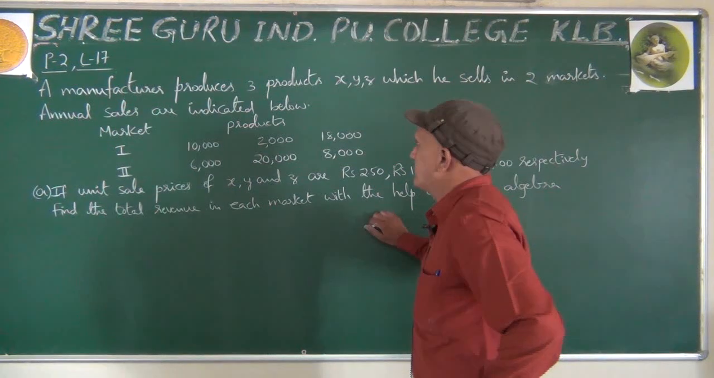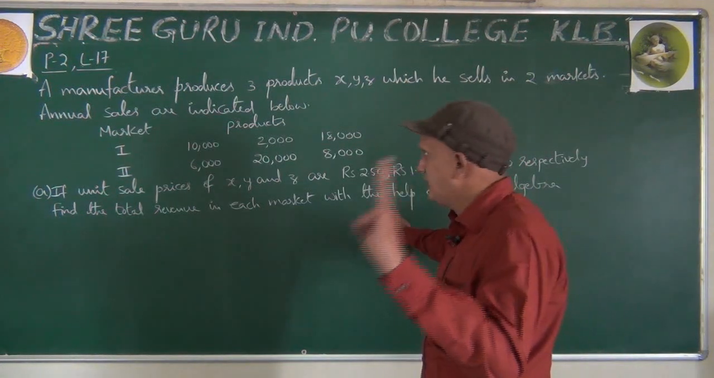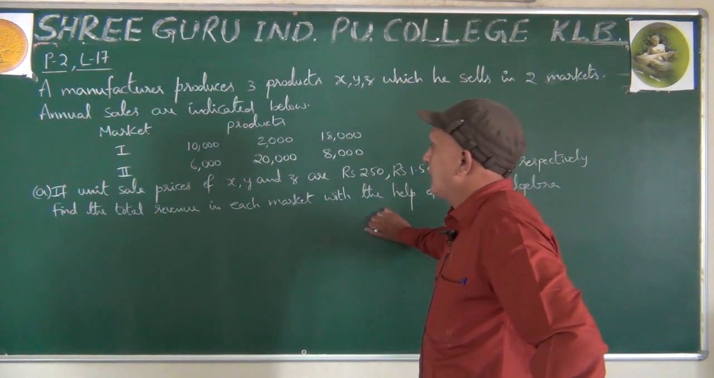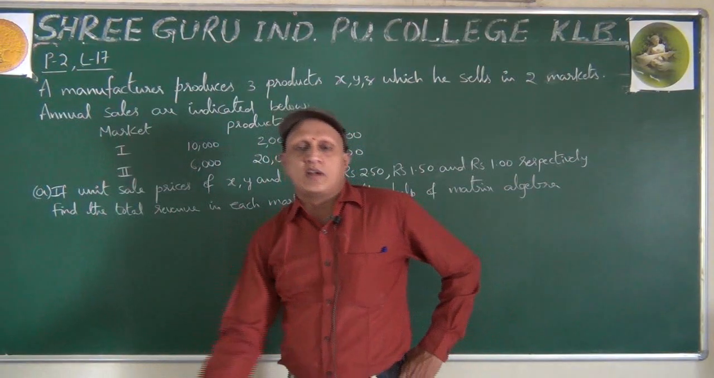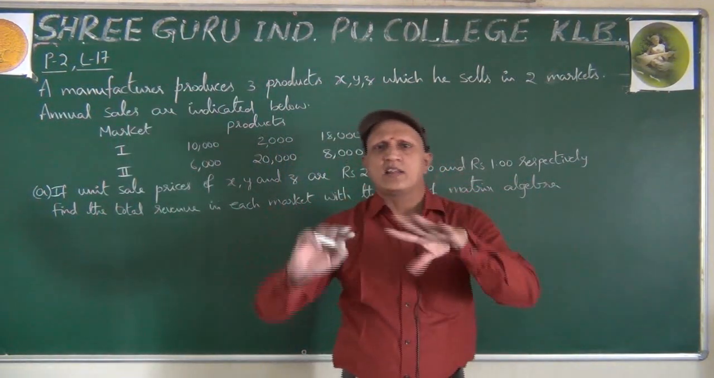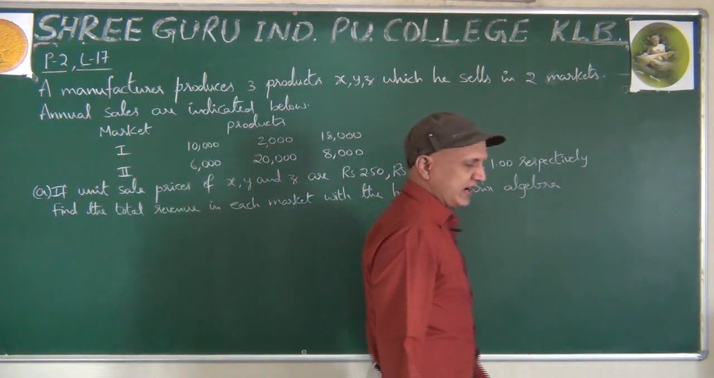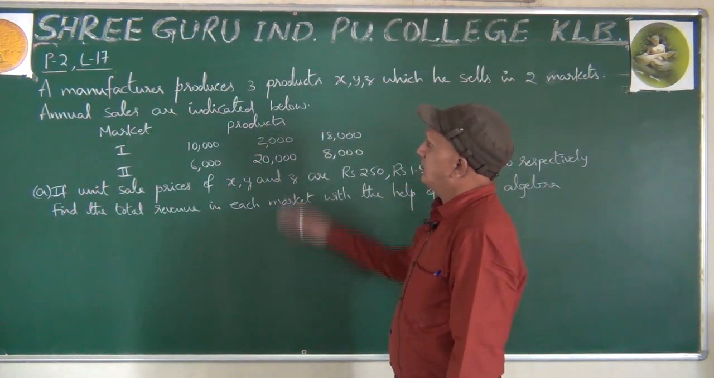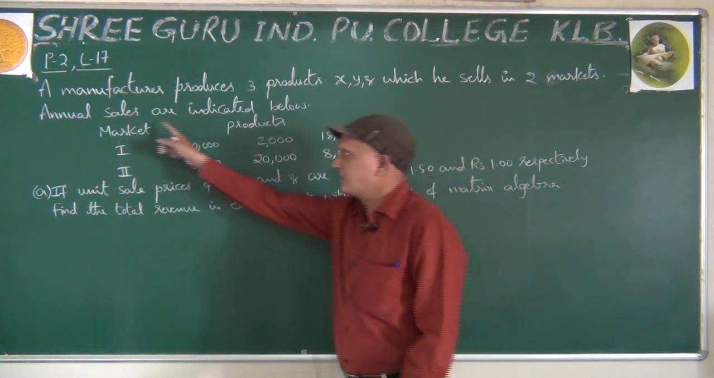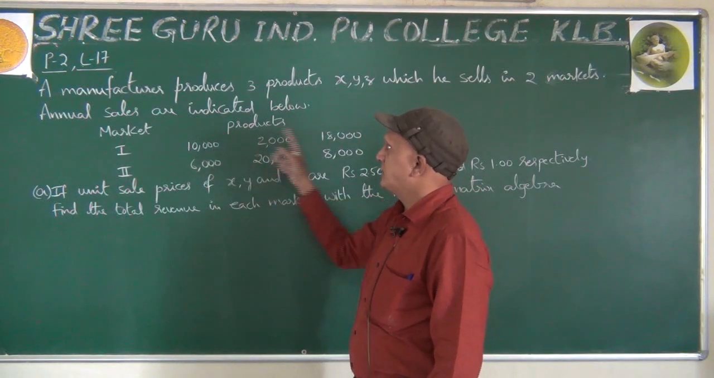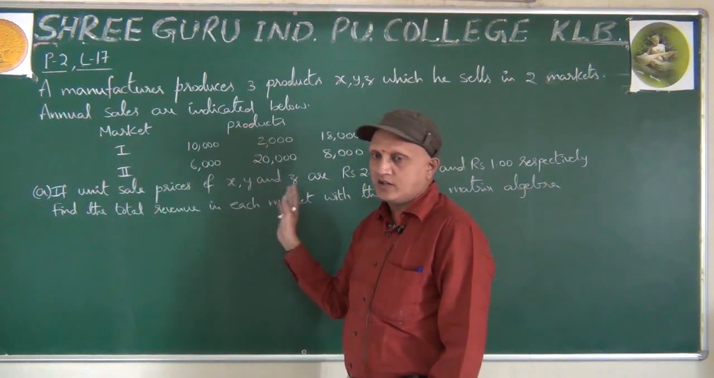A manufacturer produces 3 products X, Y, Z. Products names are X, Y and Z. 3 products are there. A manufacturer produces 3 products X, Y, Z which he sells in 2 different markets. Market number 1, market number 2. Annual sales are indicated below, like this. In first market, product X 10,000, product Y 2,000, product Z 18,000. In market 2, 6,000 products he got sale.